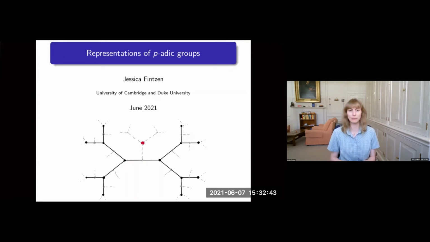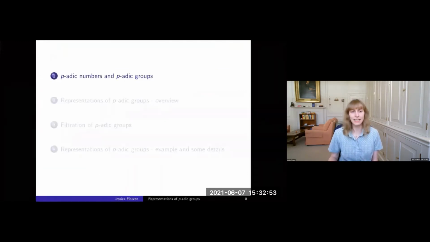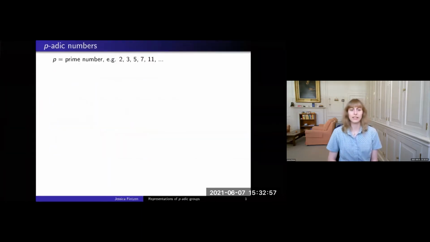And I was asked to make it accessible and that people from all the different areas are attending. So I want to talk about representations of p-adic groups, but as a consequence, I don't assume that you know what a p-adic group is or what p-adic numbers are. All right, so let's start with p-adic numbers and p-adic groups. So what is p to begin with? So p should be a prime number, like 2, 3, 5, 7, 11, 13, whichever prime number you want.